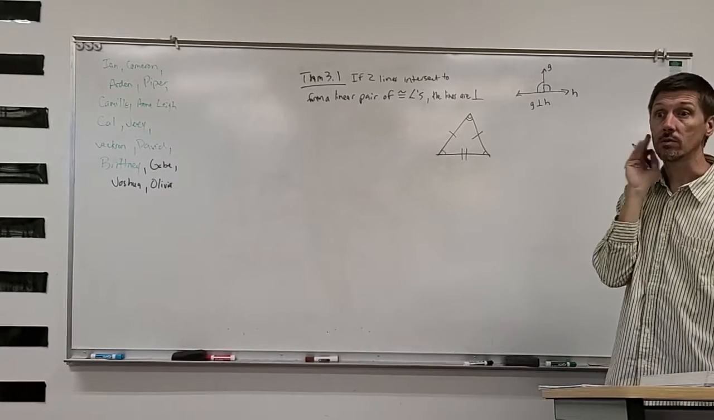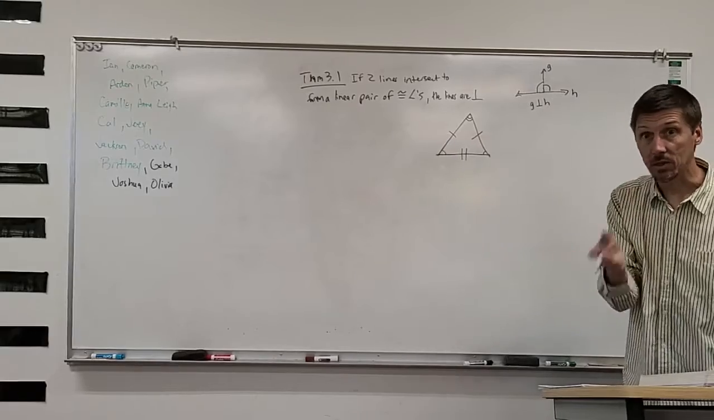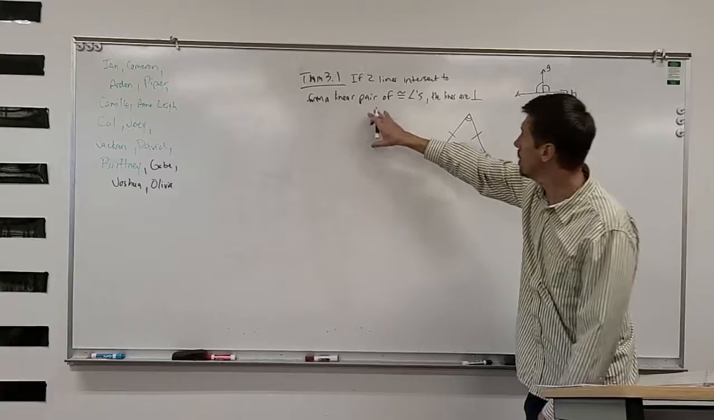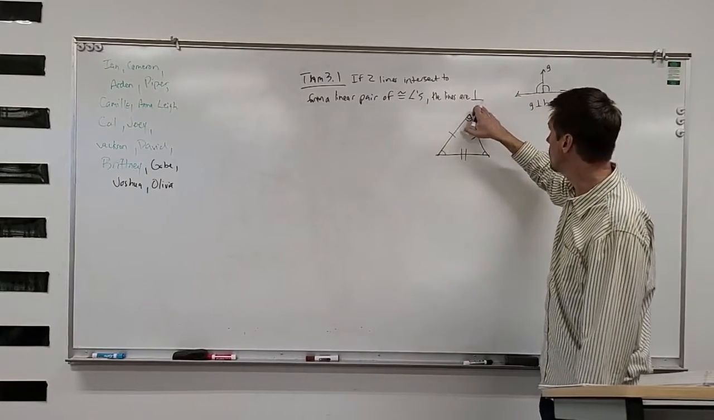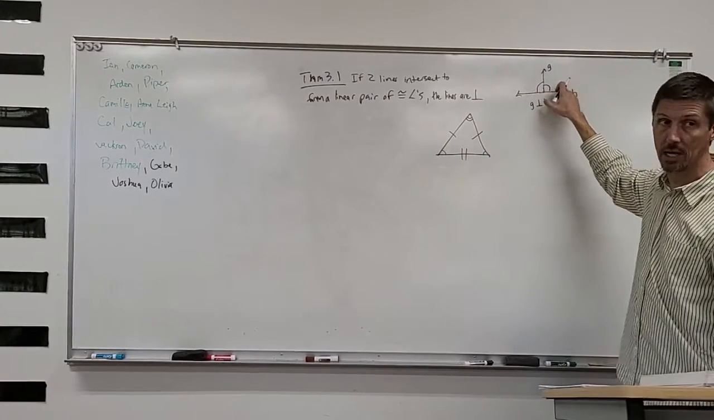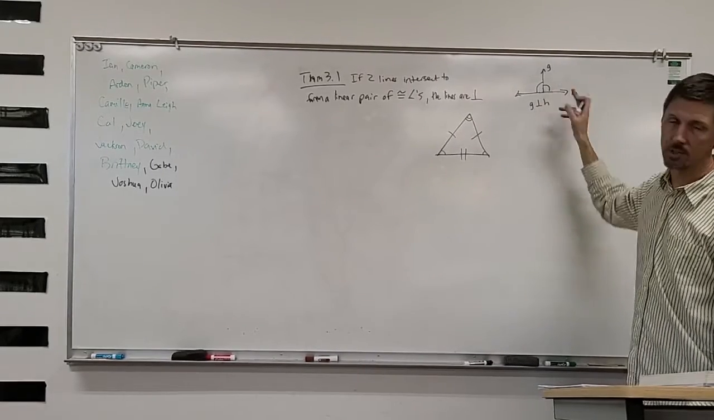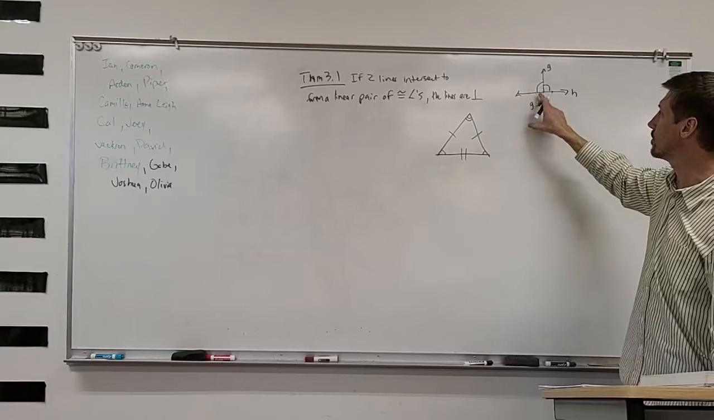What must the measurement of those angles be? No, the individual angle. Oh, it's got to be 90, because only 90 plus 90 is going to give me 180, right? And so if they form a linear pair, then the lines have to be perpendicular because both of these angles have to be 90 degrees, right? Make sense?